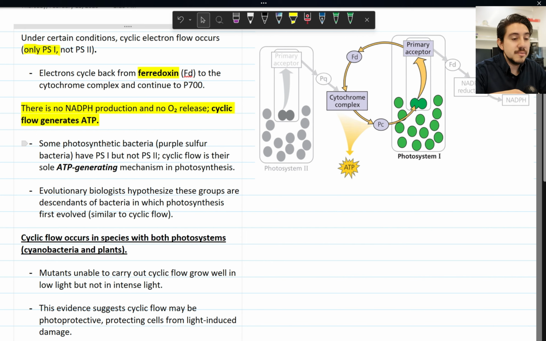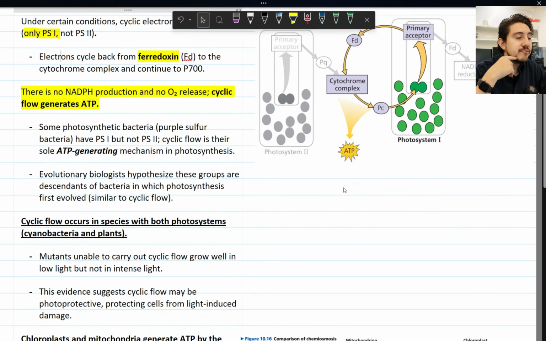Okay? To generate ATP. No oxygen is being produced because remember the oxygen is being split from water in photosystem 2. Since you're not going back to photosystem 2, then that doesn't happen. So no oxygen is released and no NADPH is produced. You're only producing ATP. And this occurs in some photosynthetic bacteria, purple sulfur bacteria, okay? And in these particular mechanisms, you have this sole ATP generating mechanism of photosynthesis.